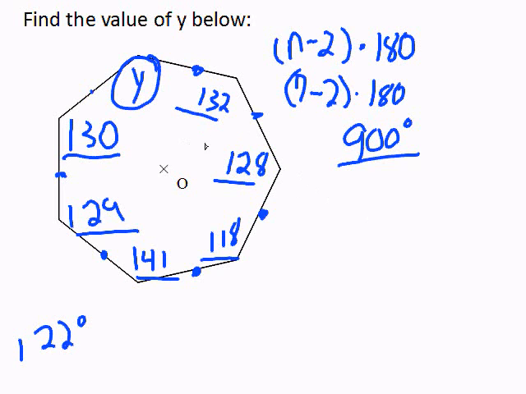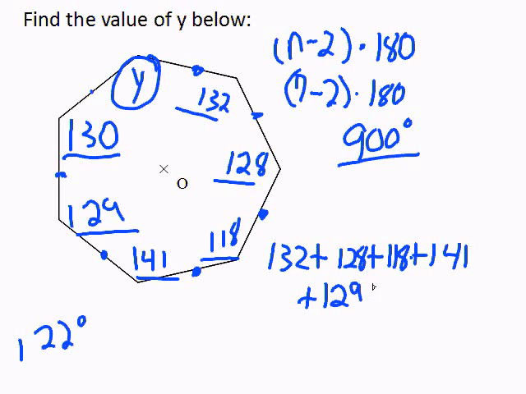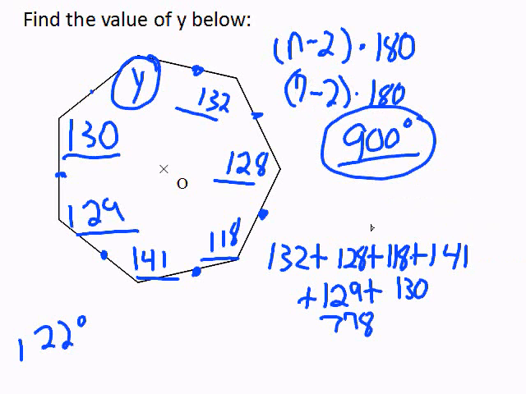The other way to do it is to add up all of those angles: 132, plus 128, plus 118, plus 141, plus 129, plus 130, and you're going to get a total of 778 degrees. Now remember, we're trying to add up to 900 degrees because of our formula. So all we have to do is take 900, subtract 778, and it'll give you the remaining amount, 122 degrees left over.